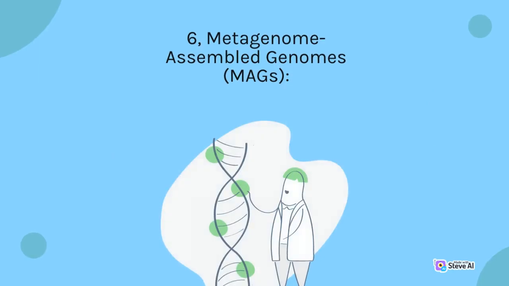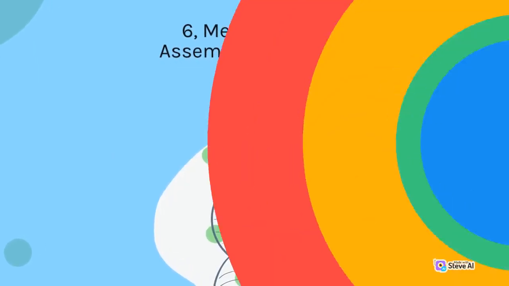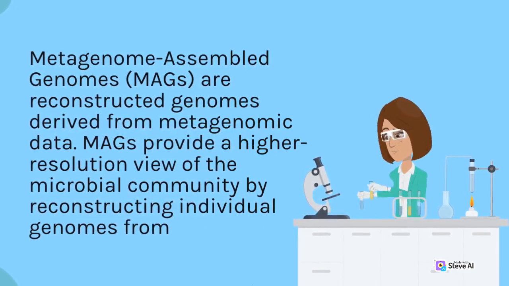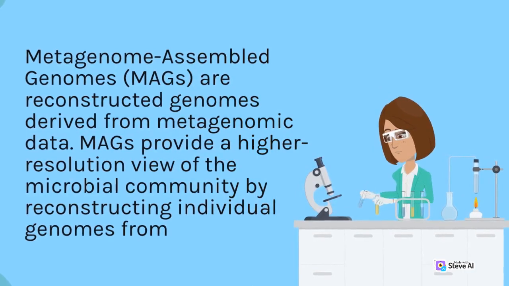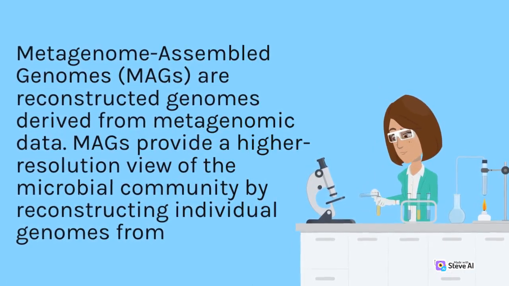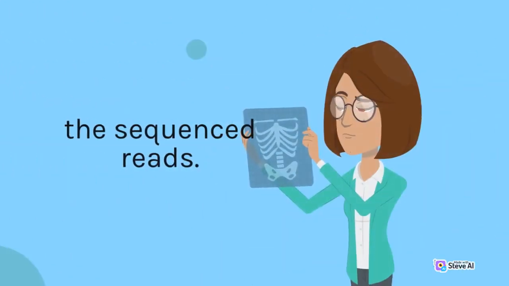6. Metagenome assembled genomes, MAGs. Metagenome assembled genomes, MAGs, are reconstructed genomes derived from metagenomic data. MAGs provide a higher resolution view of the microbial community by reconstructing individual genomes from the sequenced reads.